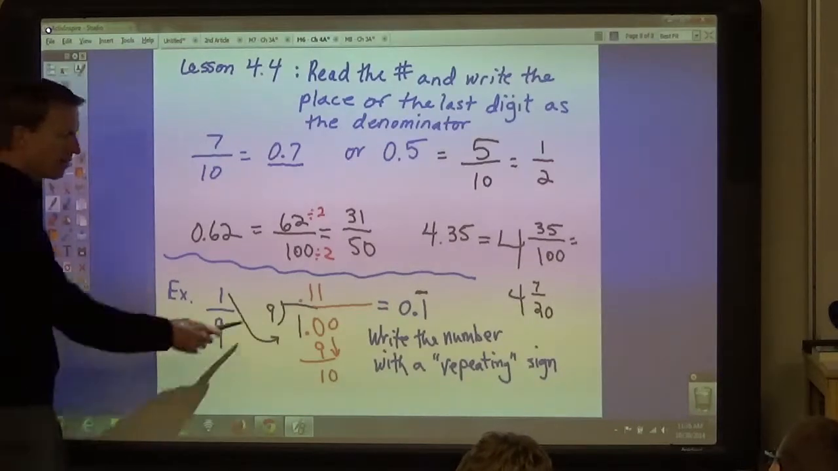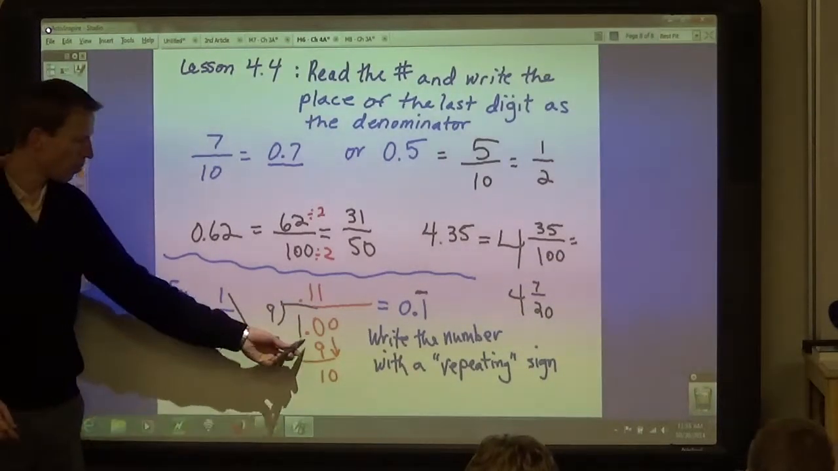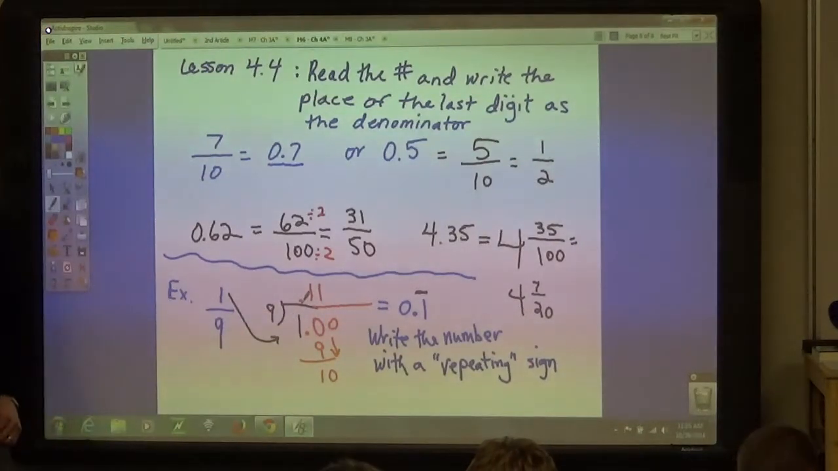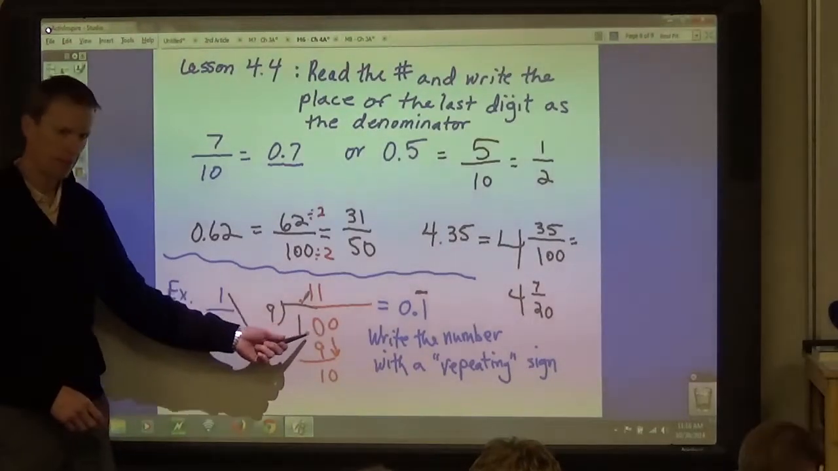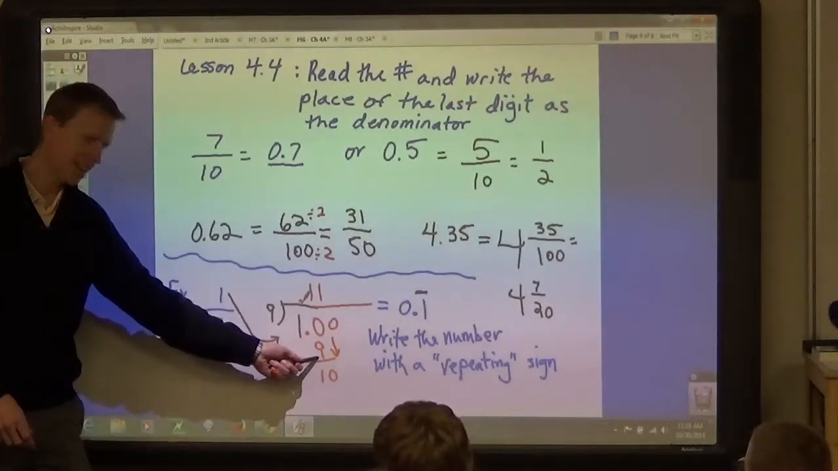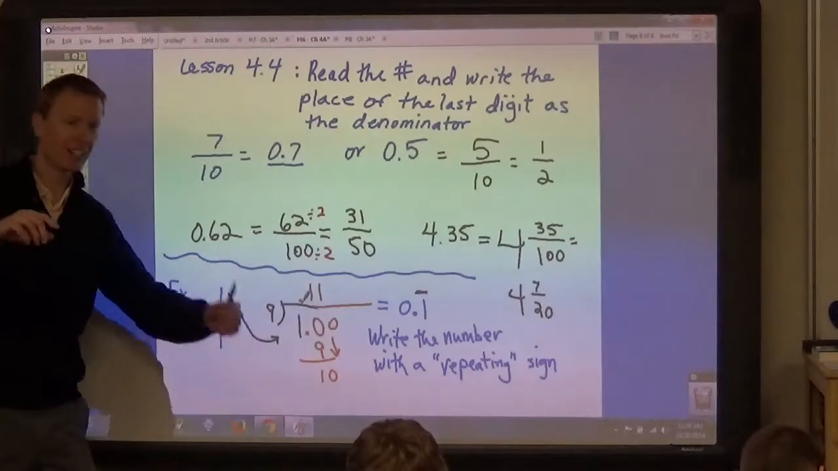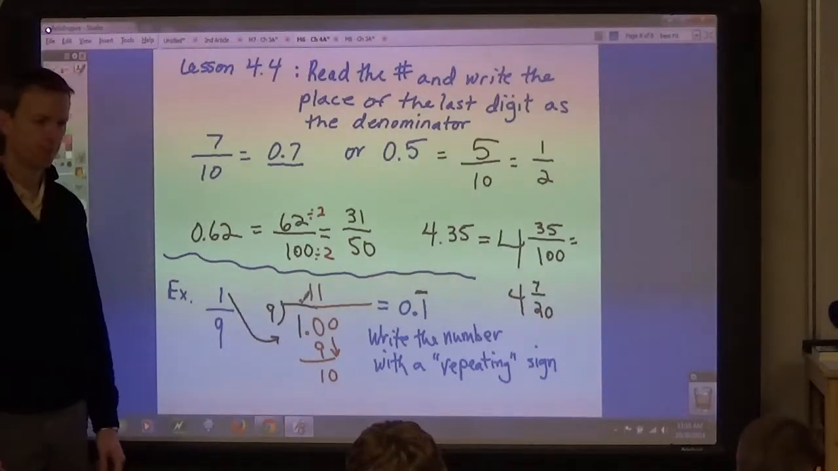9 doesn't go into 1, so we have to add a decimal point and put the decimal point above the line. And then do 1 into 10. Goes 1 time. 1 times 9 is 9. Subtract, you get 1. Bring down a 0, you get 10 again. And it would just keep going and going and going. Right, that's called a repeating decimal.